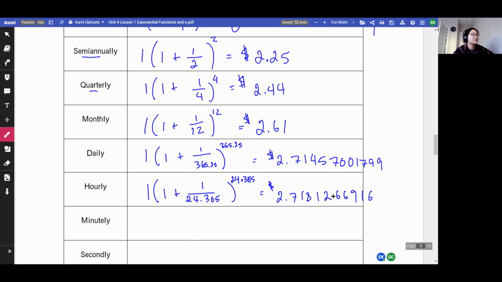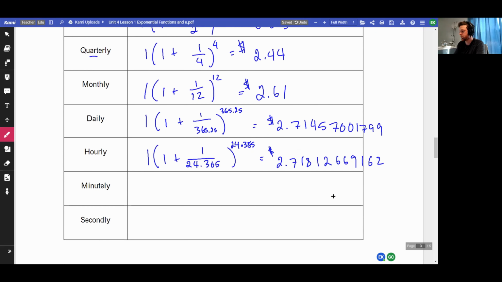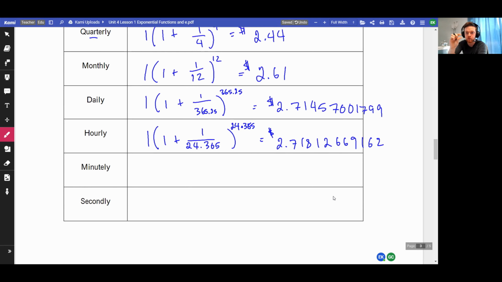2.71812669162. Interesting. We've never been able to get past 3, but we've started to slow down. We have a 7, we have a 1, we have a 4, then we have an 8. So we increased by a 0.4 of a penny. There used to be a denomination of coin that was I believe half a penny. Wow.